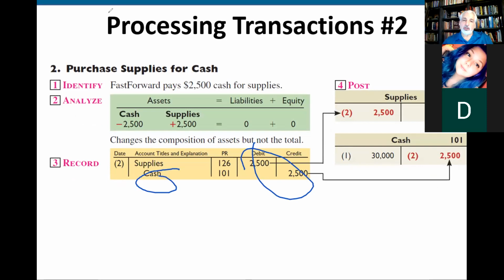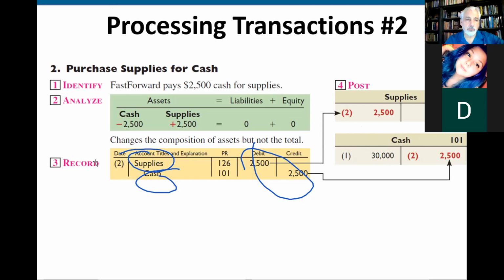So I don't care whatever other account is going to get hit. It could have been supplies expense. It could have been supplies inventory or something else we bought. But whatever's going to get hit is going to be debited. It's going to be lefted. Now here's our account. Notice cash now has 2 entries. Cash has 2,500 and 30,000. A debit of 30,000, a credit of 2,500 from journal entry number 2.